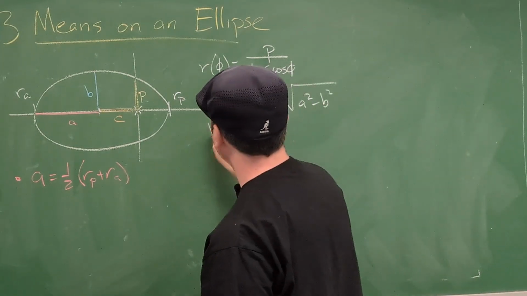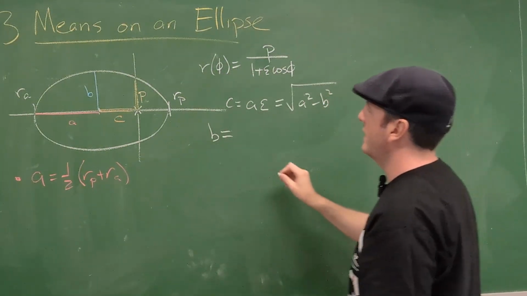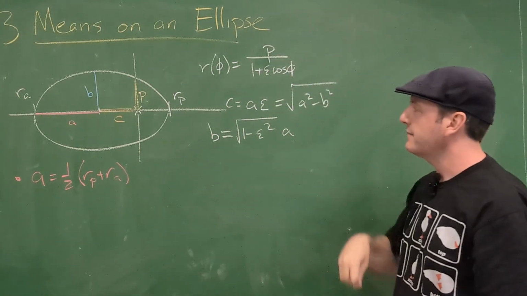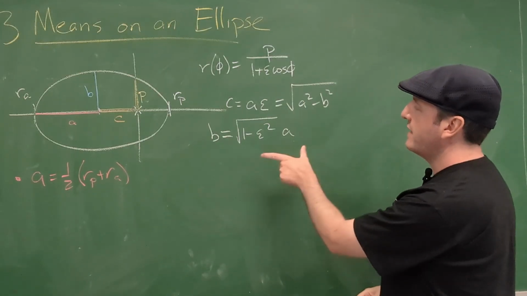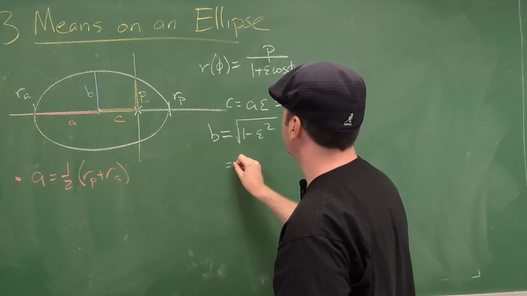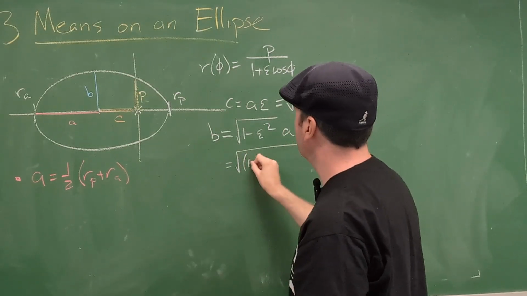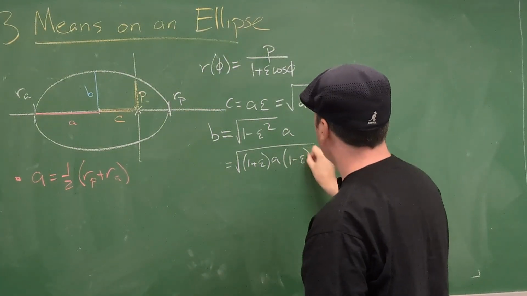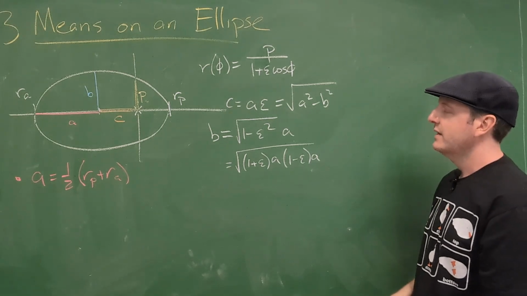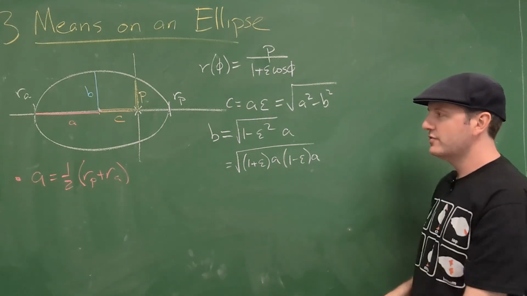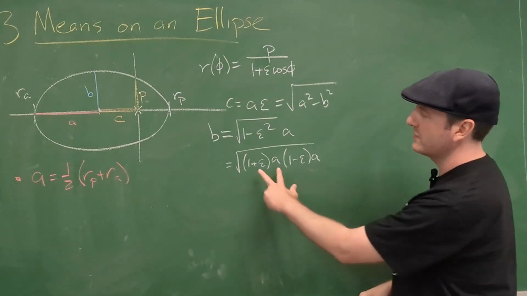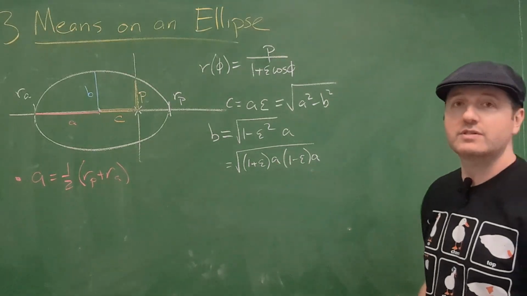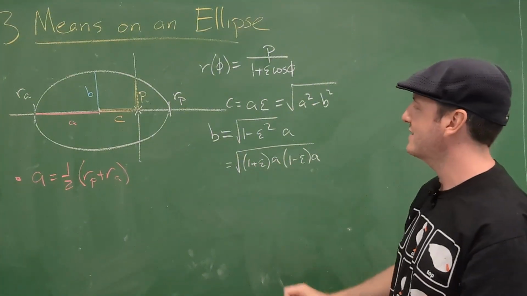So what that tells me is that B, squaring both sides and moving stuff around, is going to be the square root of 1 minus epsilon squared times A. But look, I can factor this a little bit as the square root of 1 plus epsilon, and I'm going to go ahead and bring the A inside again. So I'll get one A there, and then I'll get another A here. But hey, these are exactly what we had just derived for RP and RA. This one's RA, and this is RP. These are the apoapsis and periapsis, respectively, written in terms of the semi-major axis and the eccentricity.